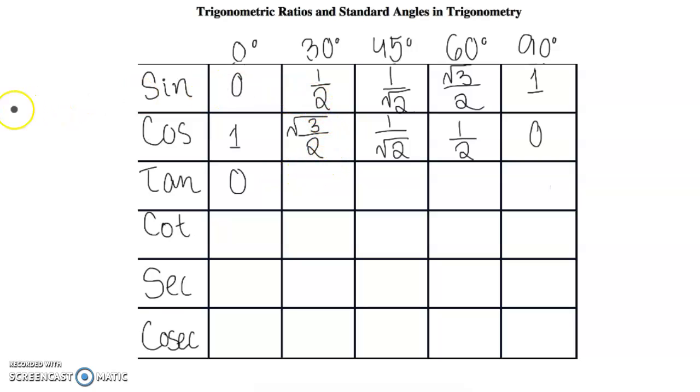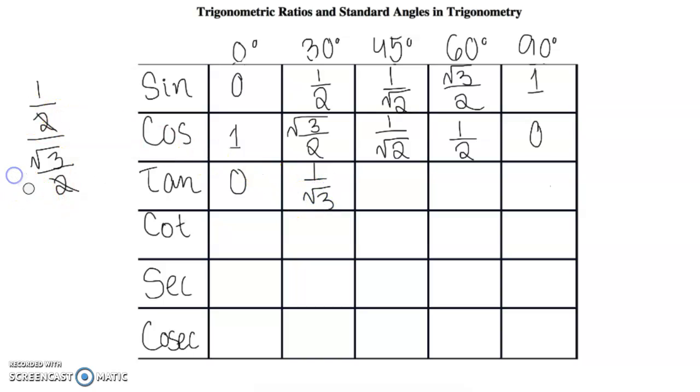For tan 30 theta, we have 1 over 2 divided by root 3 over 2. We can cancel the 2 and 2 from the numerator and the denominator, and we get 1 over root 3. For tan 45 theta, we have 1 over root 2 divided by 1 over root 2, which becomes 1.